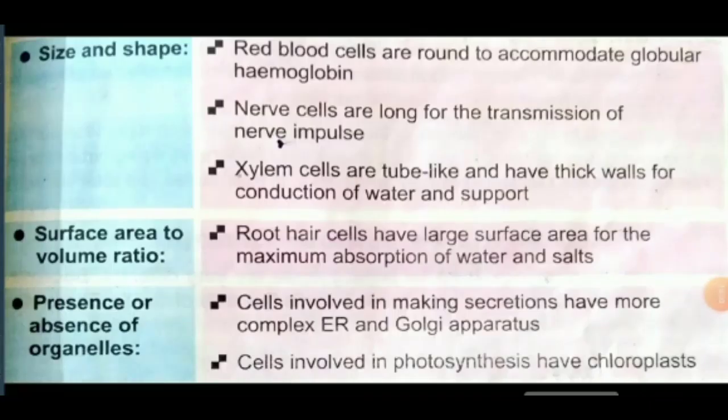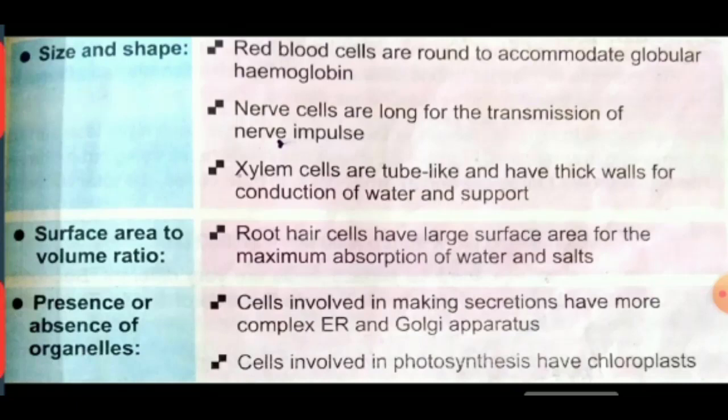And students, the topic that we are going to discuss right now is relationship between cell function and cell structure on page number 67. Living organisms are composed of different types of cells. Each type performs specific function. Cells of one type may differ from other in following aspects: size and shape.